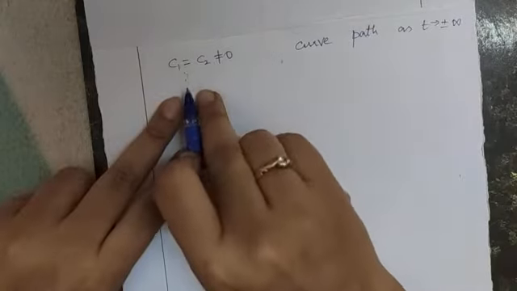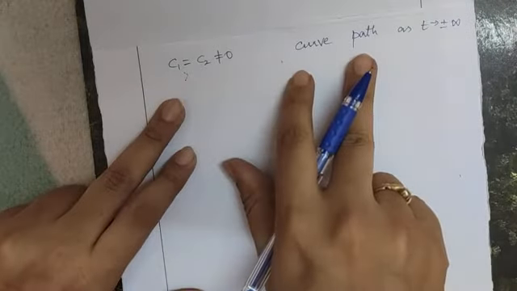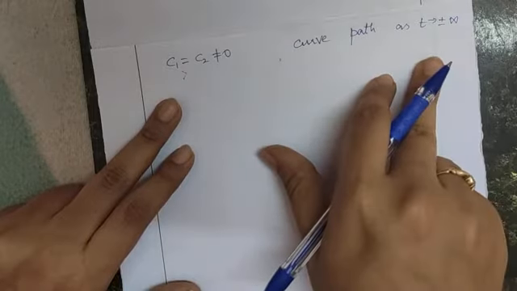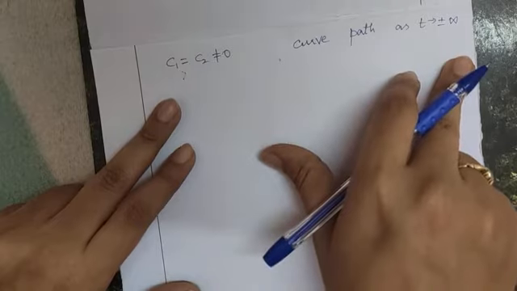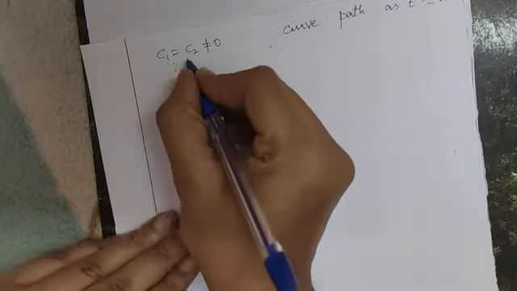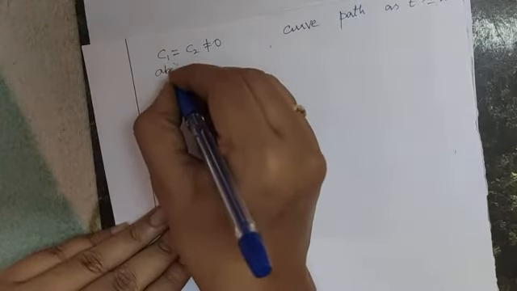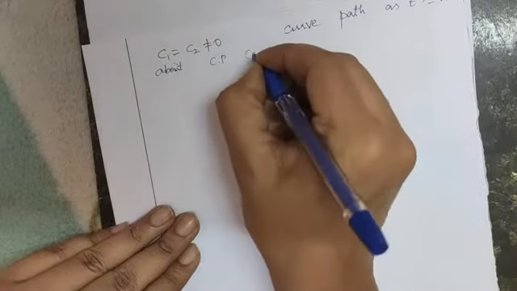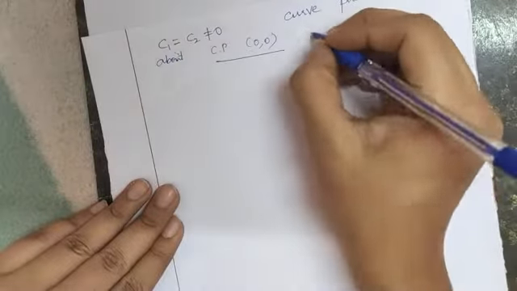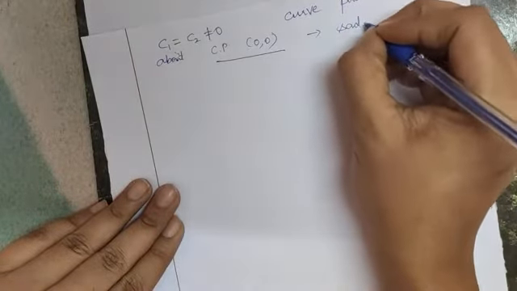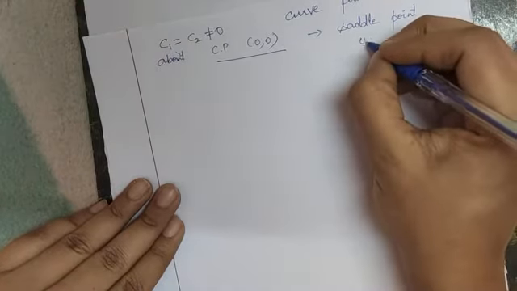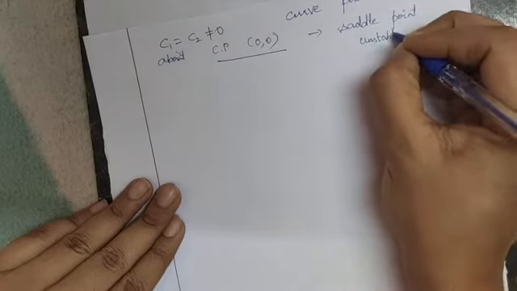If C1 and C2 are not equal to 0, your equation 5 represents a curved path as t tends to plus or minus infinity, which are nothing but hyperbolas. You will get a hyperbola about the critical point (0, 0). Okay, so this critical point we will call a saddle point, and it is unstable. That means it will move away from the origin.